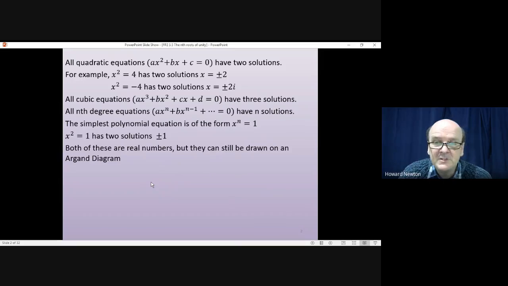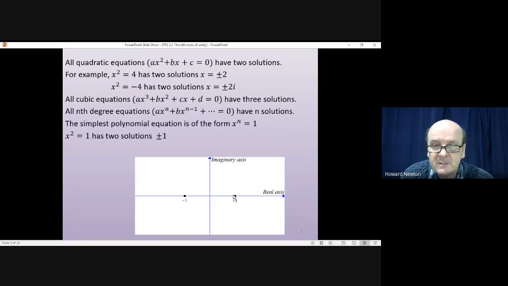But although both of these are real numbers, they can still be drawn on an Argand diagram. If you were to do so, you get something like this, with plus 1 on the positive real axis and minus 1 there on the negative real axis.